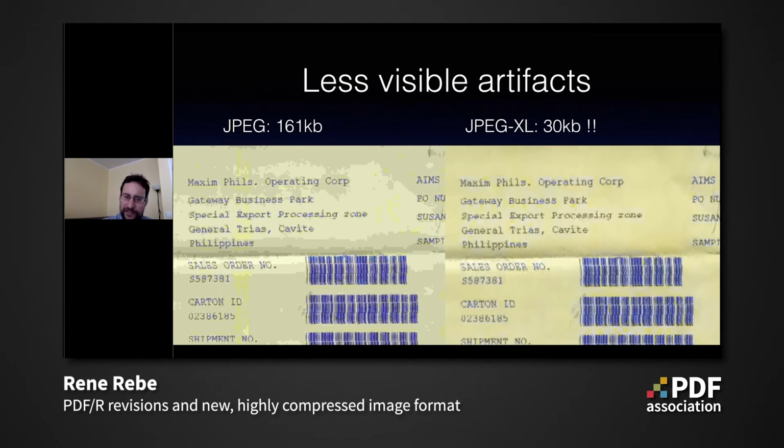And the JPEG XL, although it is, I think, like a fifth, like 30 kilobytes, looks much better, right? The color is much better. The overall reproduction is much better. And these are extreme cases. Of course, you can achieve much better visual quality if you give more bandwidth to both of the codecs.